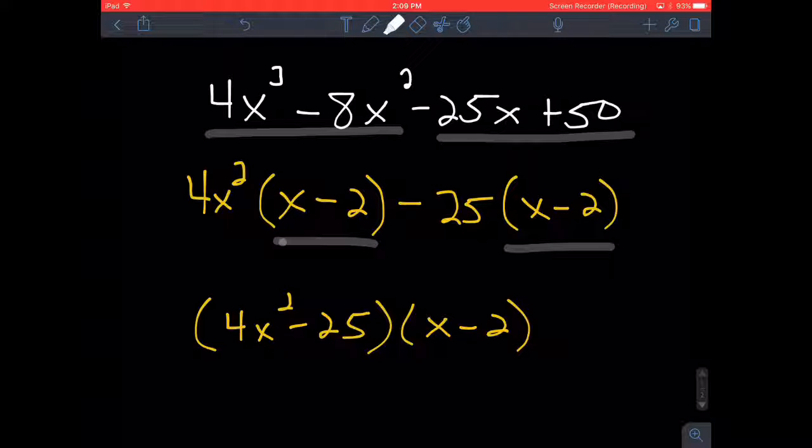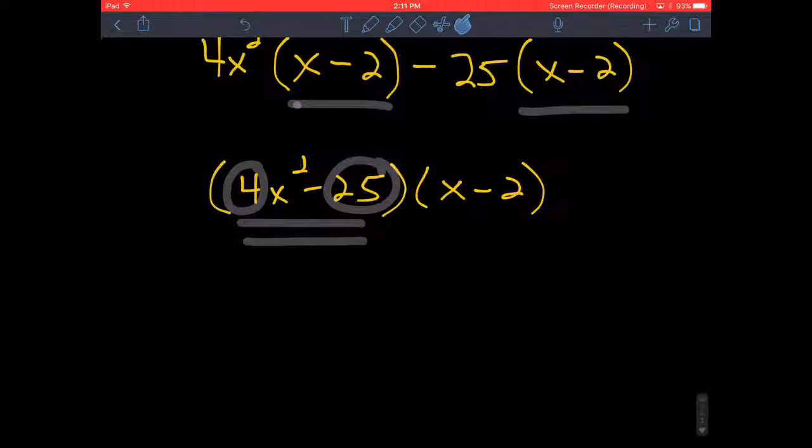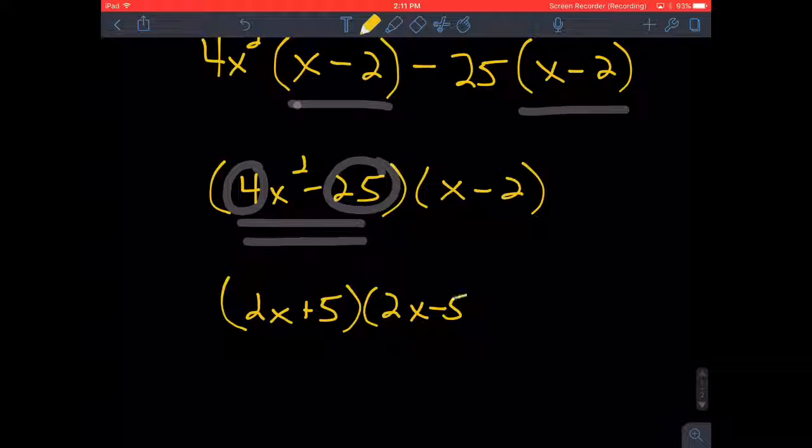But wait, there's something cool about this 4x squared minus 25. Notice how I have perfect squares in the 4 and the 25. That makes this a difference of squares. What does this mean for us? It means we can factor one more time into 2x plus 5 times 2x minus 5, which means our final answer is all of that times x minus 2.